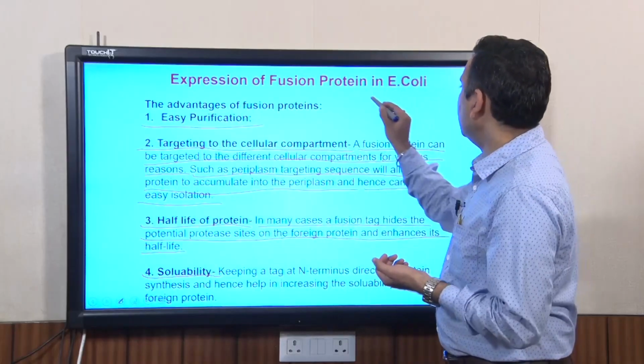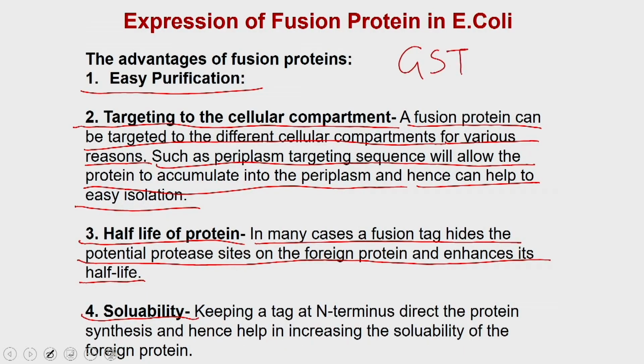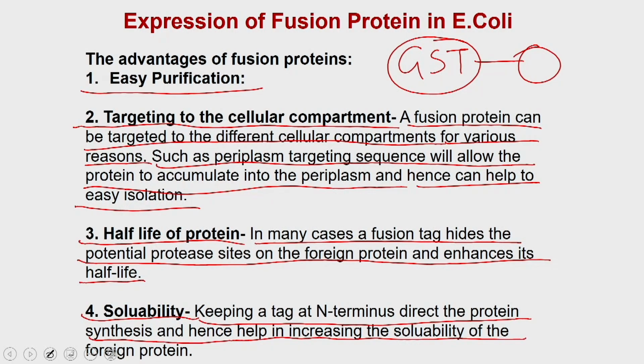For example, if you put GST as a fusion tag onto the N terminus, GST is a cytosolic protein and it is very soluble in the E. coli system. So, once you generate a chimeric protein with it, since GST is very soluble, it also gives that solubility to your protein, and the whole chimeric protein becomes more soluble. So, keeping the tag at the N terminus directs the protein synthesis and hence helps in increasing the solubility of the foreign protein. Now, the question is, once you have the fusion protein, in some applications the fusion proteins are not required.